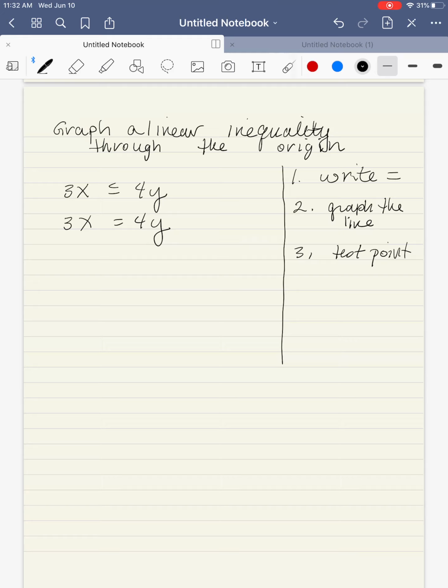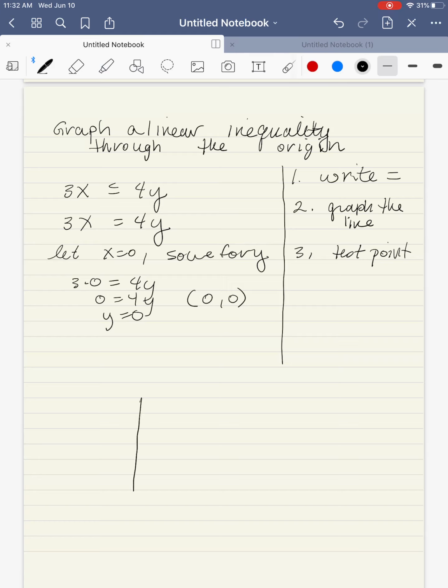Okay, I'm going to graph this by first of all trying to find the x and the y intercepts. To do that, I'm going to let x equal 0 and solve for y. So I will have 3 times 0 equals 4y. So 0 equals 4y, so y equals 0. So I have the ordered pair 0, 0. What this tells me is that this line goes directly through the origin. The x and the y intercept are the same number.